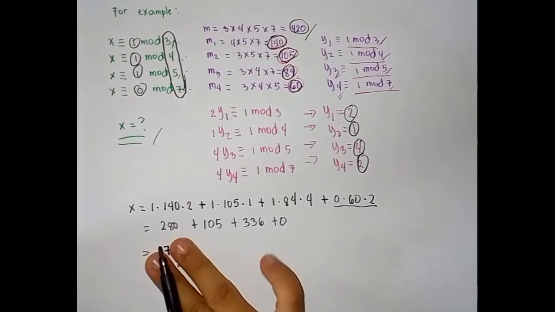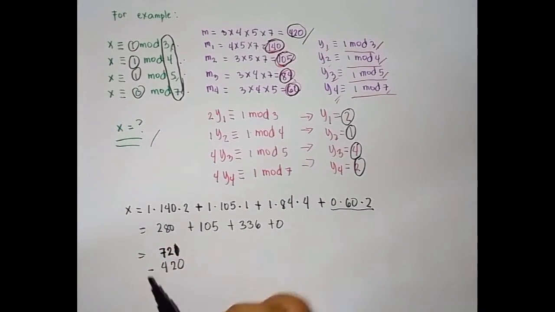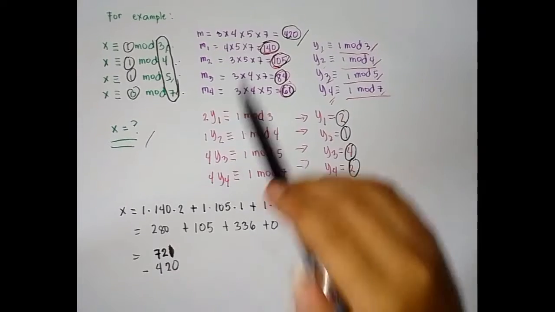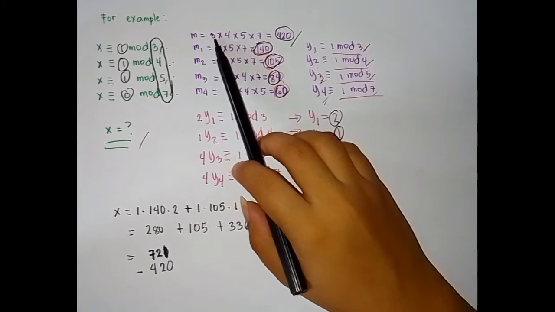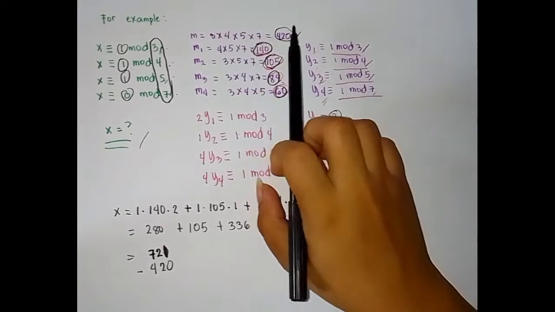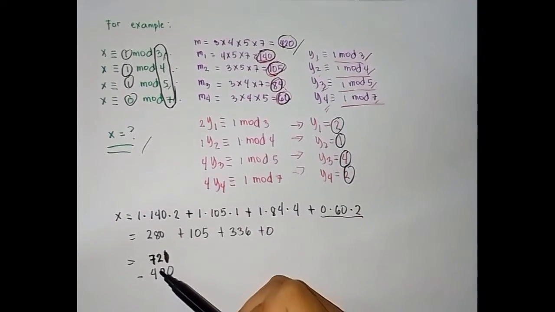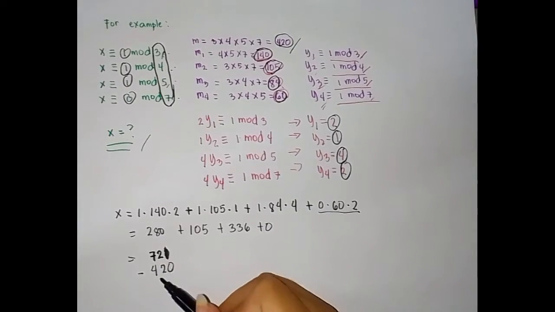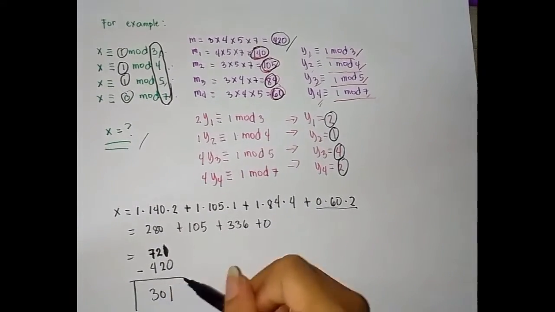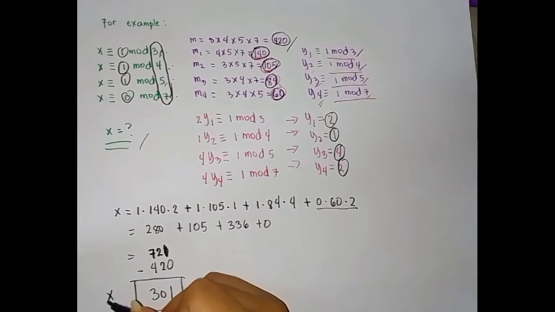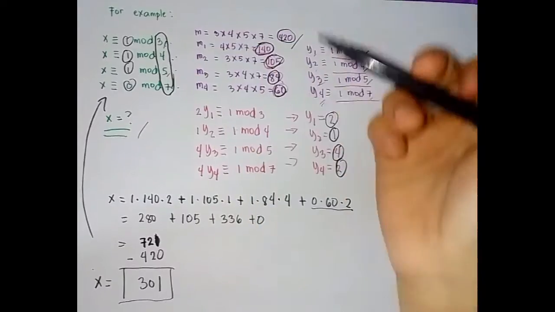And now we will add 220, 105, and 336. We have 721. Since we have the values of all the moduli, if they are multiplied, 3 times 4 times 5 times 7, we have 420. So we will subtract 420 from 721. I have here 721 minus 420, that is equal to 301. And 301 is our value of x from the given moduli.